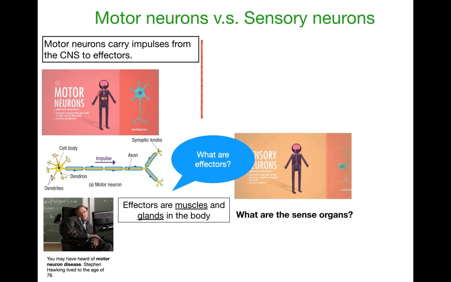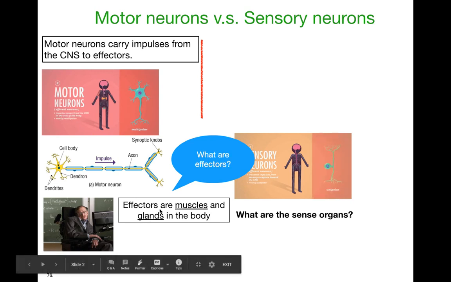So that's the first definition you absolutely need to know. Motor neurons will carry impulses from the central nervous system to effectors. You need to know what an effector is. You'll be asked to define this as well. Effectors are muscles or glands.